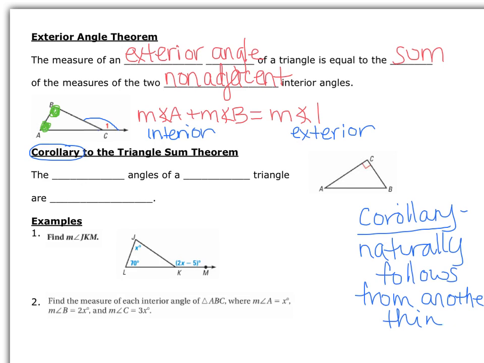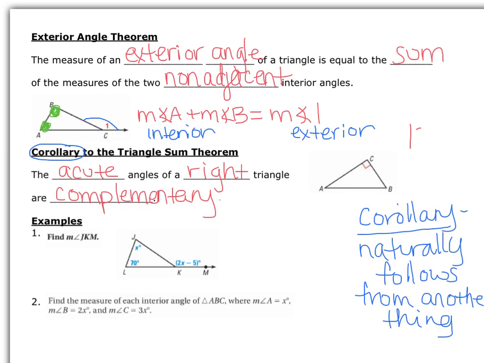So like I said, it's common. Just think of a corollary as meaning common sense. So basically the corollary to the triangle sum theorem says that the acute angles of a right triangle are complementary. And this is going to make sense to you. You're going to say, well, duh, I know that because we already talked about how everything inside of a triangle adds up to 180 degrees.